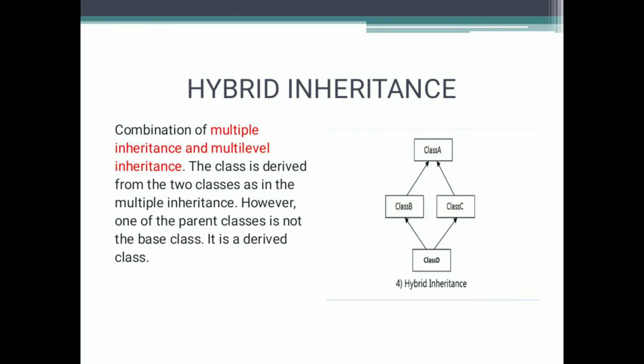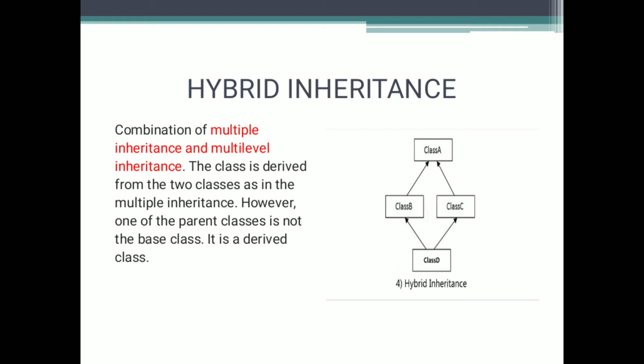Next is hybrid inheritance. Hybrid inheritance is the combination of multiple inheritance and multi-level inheritance. The class is derived from two classes as in multiple inheritance. However, one of the parent classes is not the base class, it is a derived class.